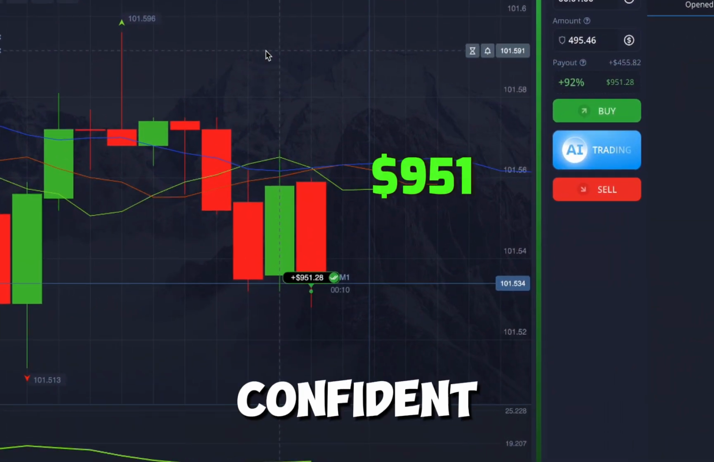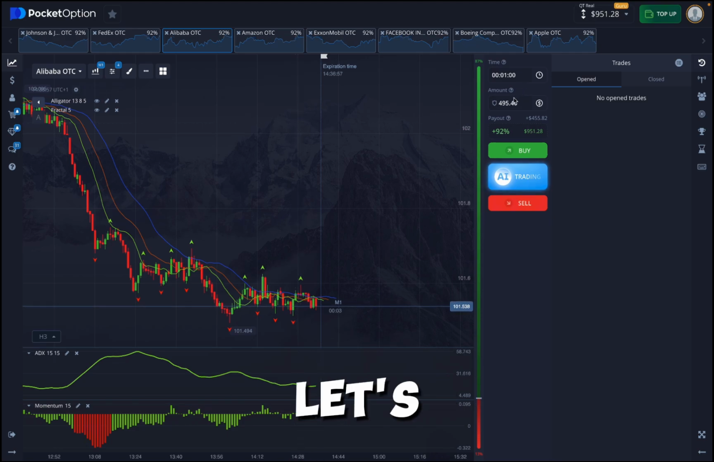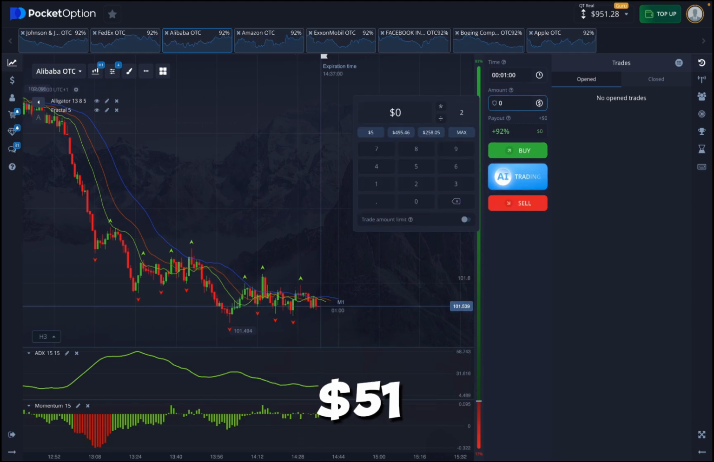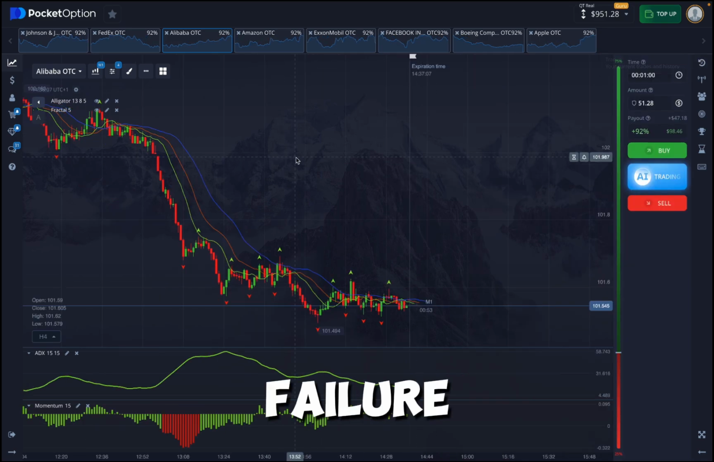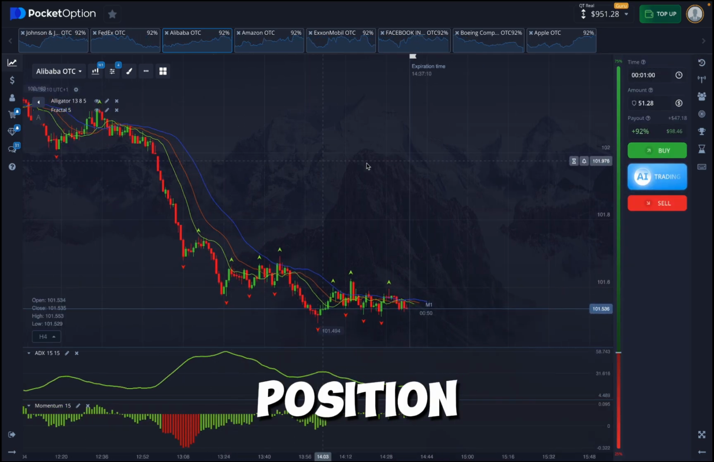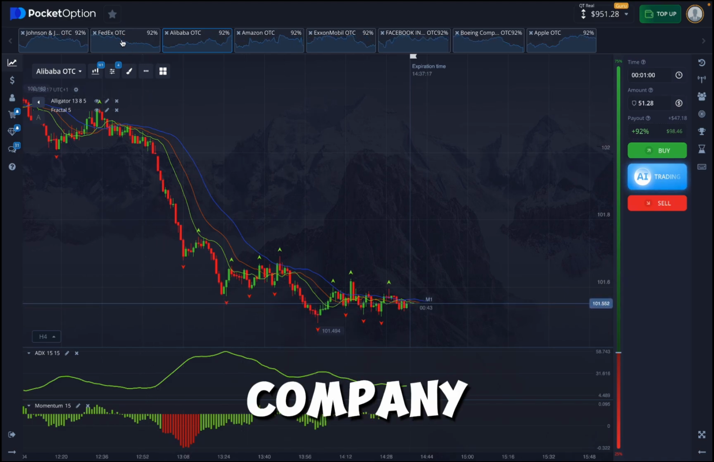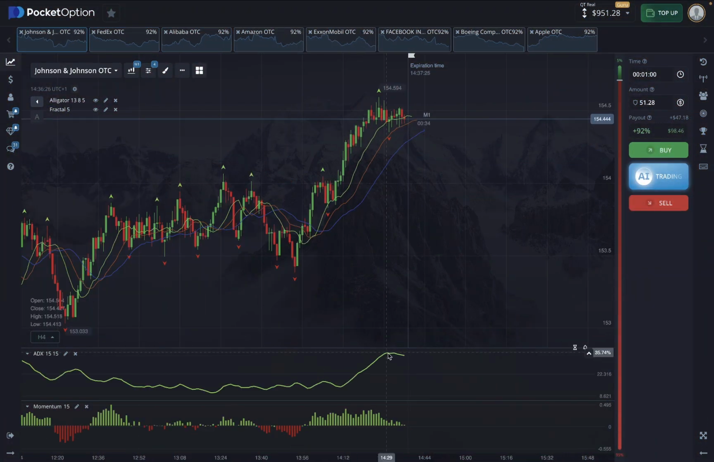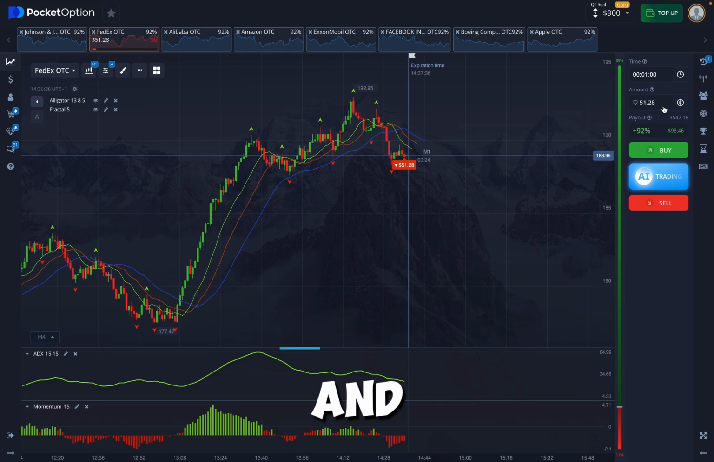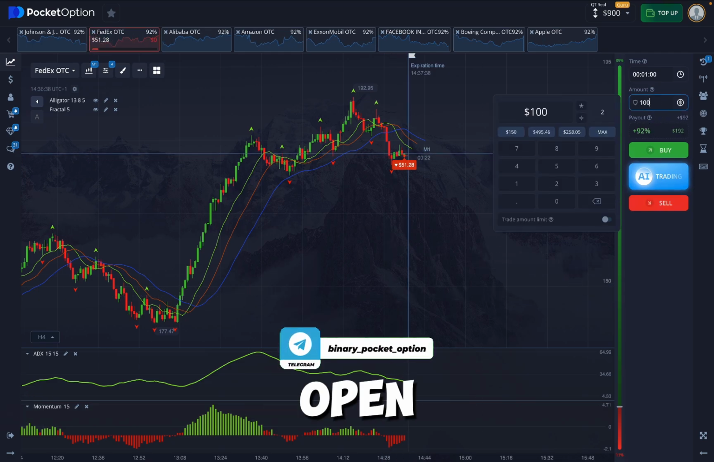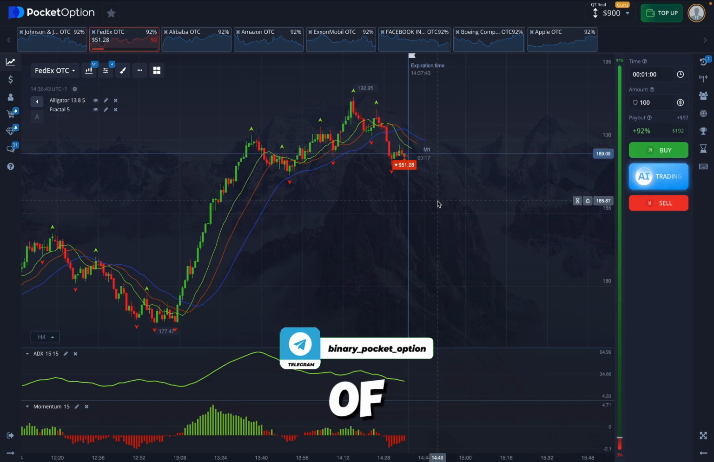And the trade is confidently closed in the plus again. Excellent, good result on today's trade, and let's open the next trade for $51, the whole balance. I probably won't take any more risks, and in case of failure, I will probably open another position for about $100. Let's go ahead and pick up the next stock of the company. And probably here I will open the first position on the downside, and in case of failure, I will also open the next trade on the downside most likely.